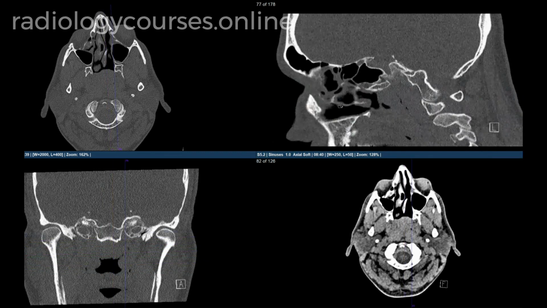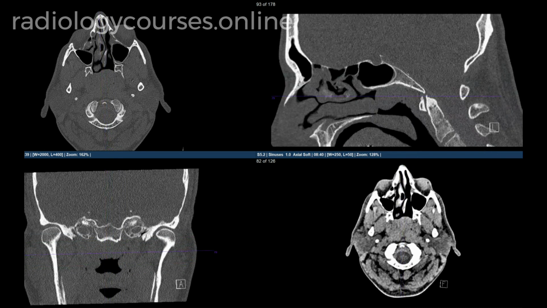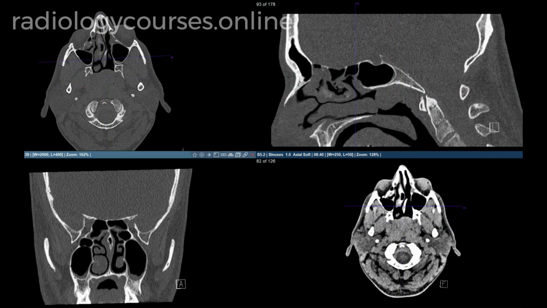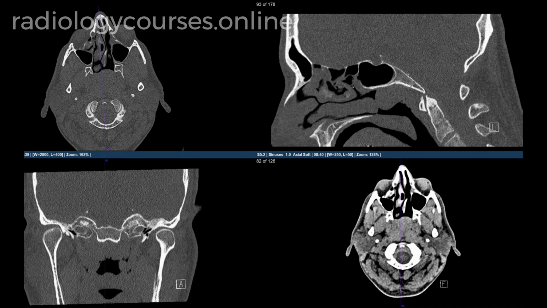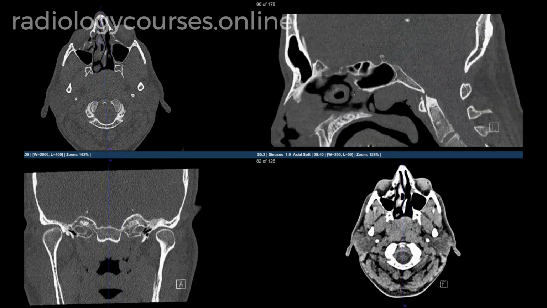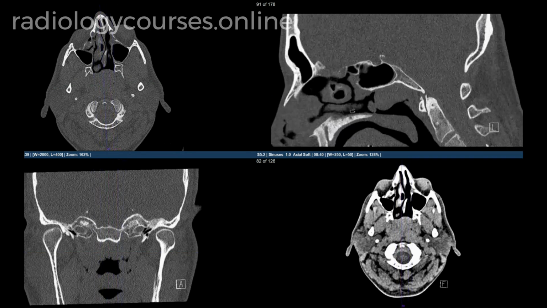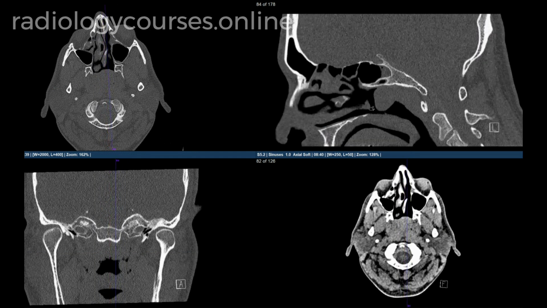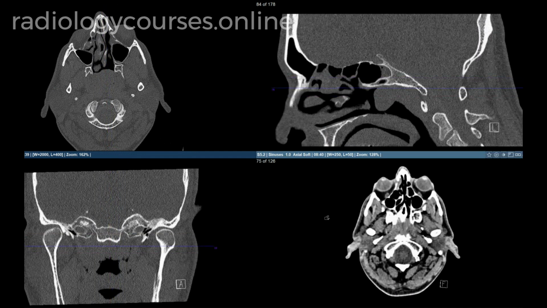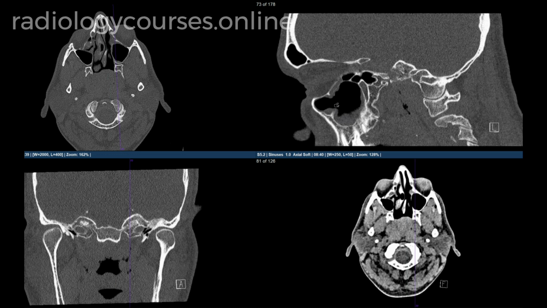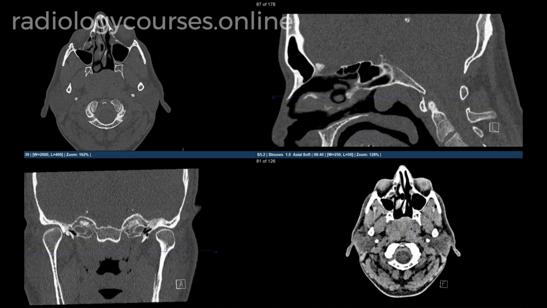This case shows the importance of reviewing the nasopharyngeal region in every patient with a CT of the paranasal sinus, and not to call every soft tissue tumor in the nasopharynx a benign adenoid hypertrophy.